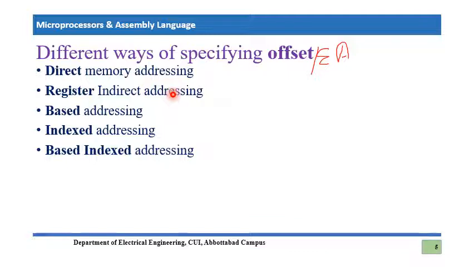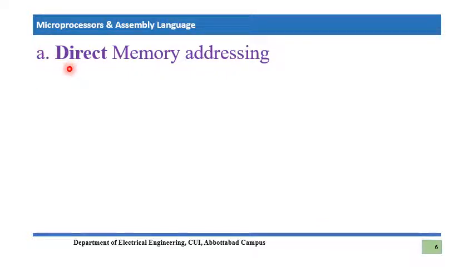So all of these are basically five different categories of memory operand addressing mode, but one thing is common among them: one of the operands should be a memory location. We're going to see them in detail one by one. Okay, let's start our discussion with direct memory addressing mode.